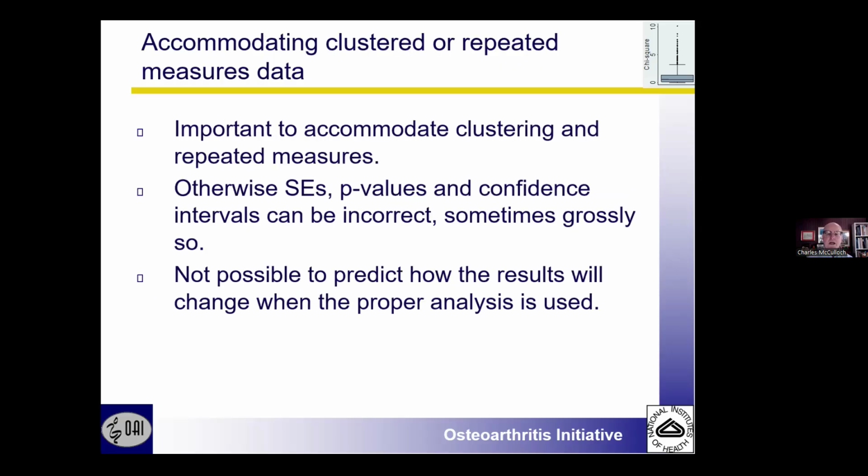All right, but what happens when we do have analyses or data sets where we have to accommodate the clustering or the repeated measures? If we don't use specific analysis methods that can incorporate this correlation, standard errors, p-values, and confidence intervals can be incorrect, sometimes grossly so. And I'll show you some examples in a minute. And unfortunately, it's not possible to predict. Some people might like to say, well, I'm just doing a linear regression, it's clustered data, this is probably conservative or it's liberal. It's not possible to predict which way the proper analysis will go compared to a simplistic analysis that ignores the correlations or the longitudinal nature of the data.